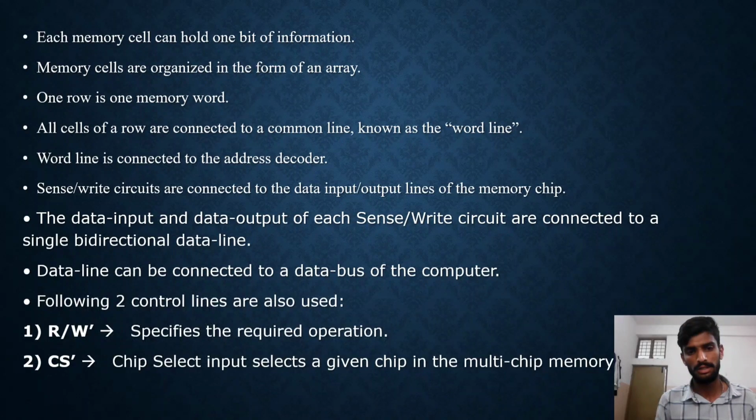The sense or write circuits are connected to the data input or output lines of the memory chip. The data input and data output of each sense or write circuit are connected to a single bidirectional data line, and the data line can be connected to the data bus of the computer. The following two control lines are also used: read or write, and CS. Read or write specifies the required operation. CS is the chip select, to select a given chip in a multi-chip memory.